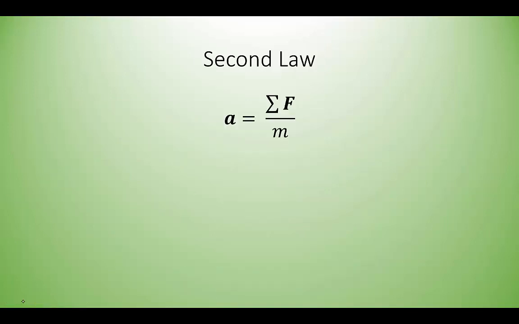Newton's second law says that the acceleration of an object is directly proportional to the net force acting on it and is inversely proportional to its mass, as we see here with the equation that a is equal to the net force over m, or sigma F over m. The direction of the acceleration is in the direction of the net force acting on it. Keep in mind that this too is only valid in inertial reference frames.